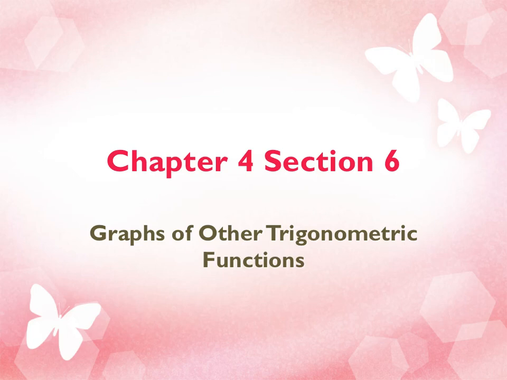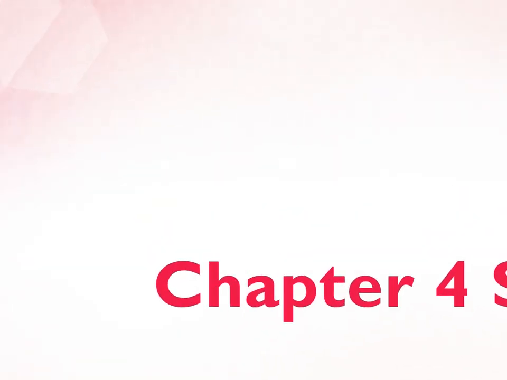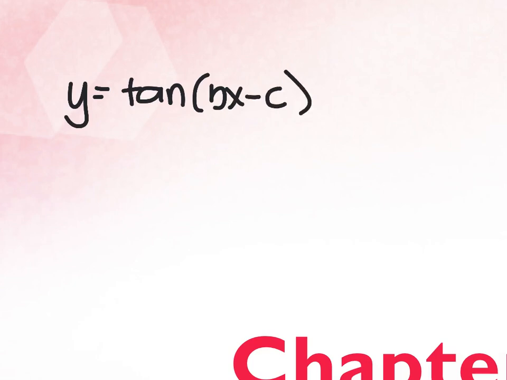So in the beginning of 4.6, we talked about cotangent and tangent. Okay, quick review. We said if you had y equals a tangent of (bx minus c), then to start, the amplitude is the absolute value of a. The a would be in front of the tangent.